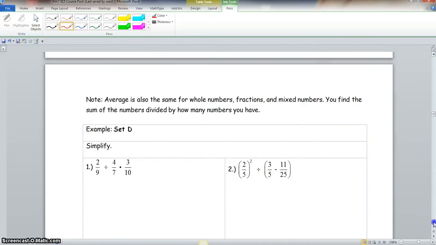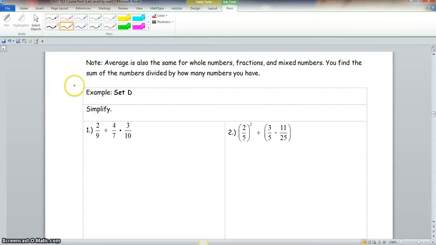Okay, now note, average is also the same for whole numbers, fractions, and mixed numbers. You find the sum of the numbers divided by how many numbers you have.